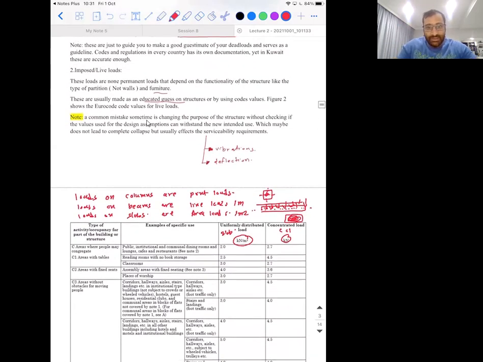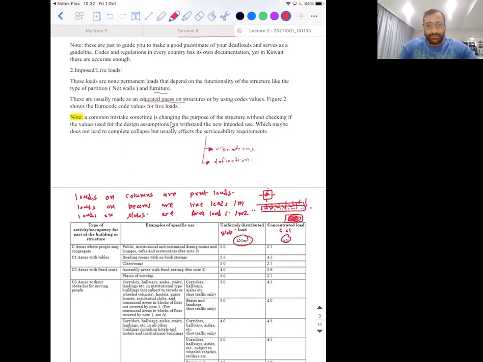Note, a common mistake sometimes is changing the purpose of the structure without checking if the values used for the design assumptions can withstand the new intended use, which maybe does not lead to a complete collapse, but affects the serviceability requirements, which are floor vibrations and deflection. It will change the floor vibration values and the deflection value of the structure, which are correlated in a sense.